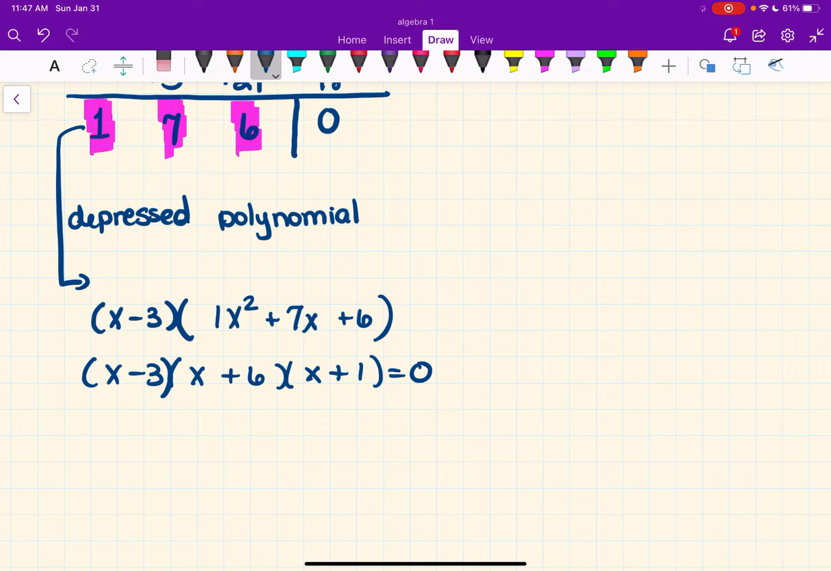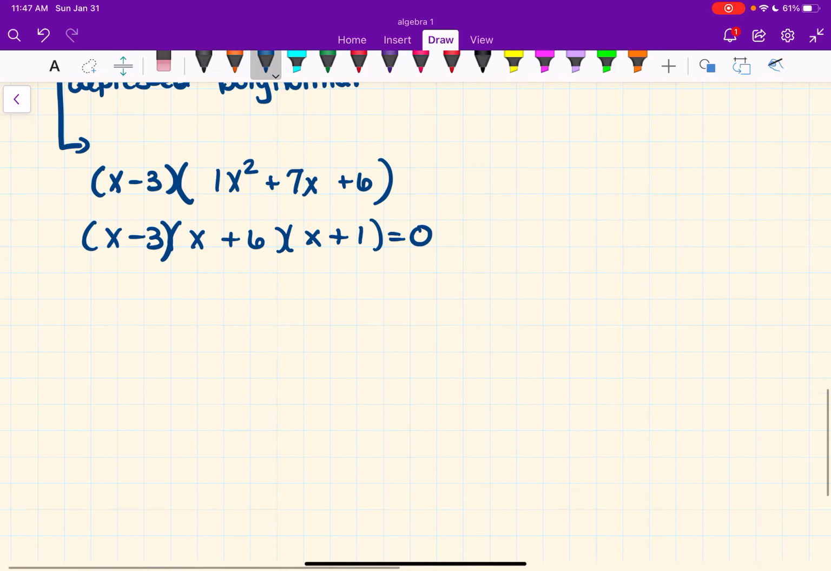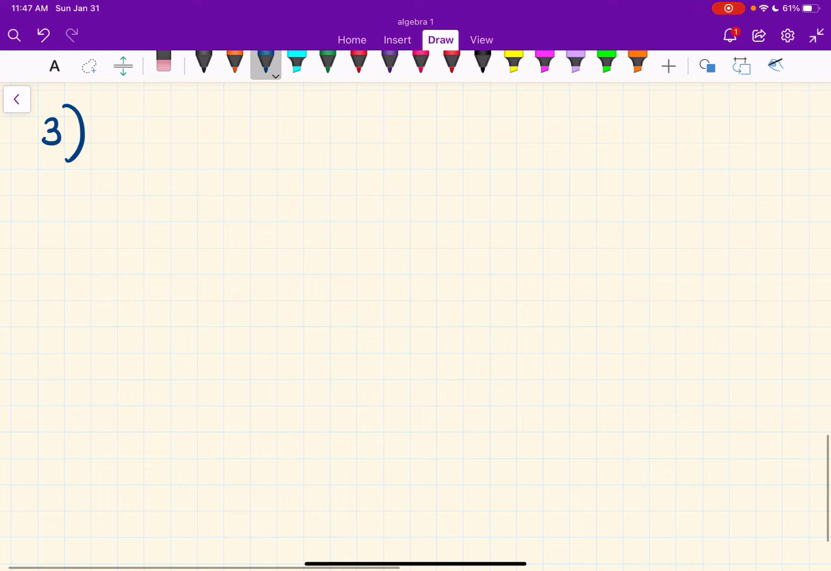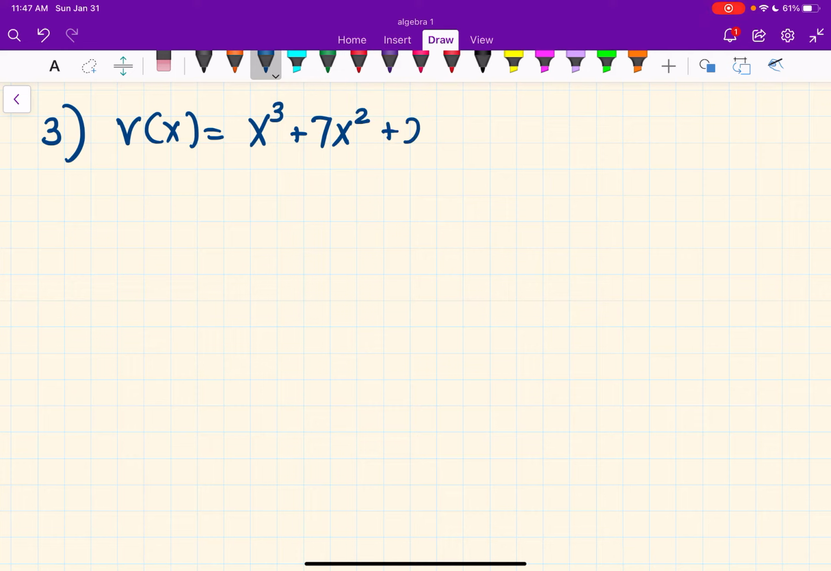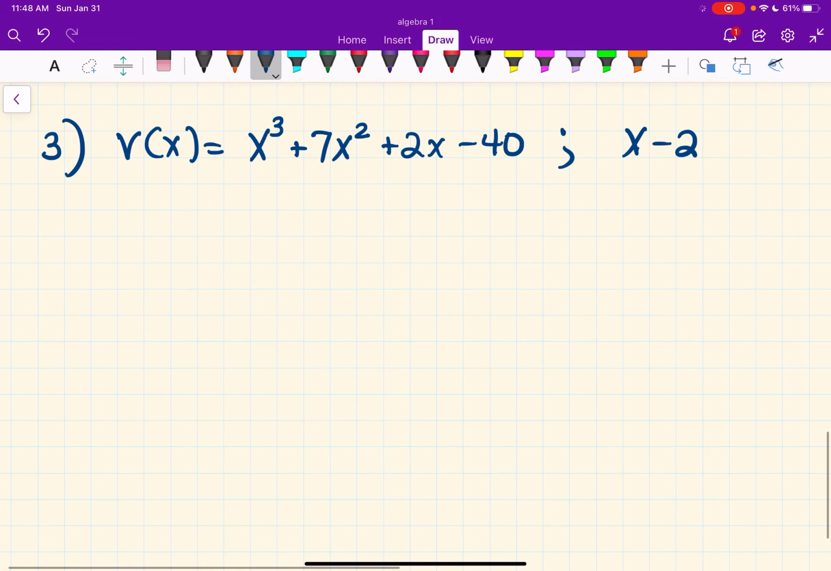Let's do 2 more examples of this. Number 3. It gives you a volume V of x equals x to the third plus 7x squared plus 2x minus 40. And if you look on the cube, it gives one of the dimensions or one of the factors. So one of the factors on the cube is x minus 2. So that means one of the places it crosses the x-axis is at positive 2. Remember, we have to solve it. Zero product property says it's at positive 2. If it's a factor, we change the sign.